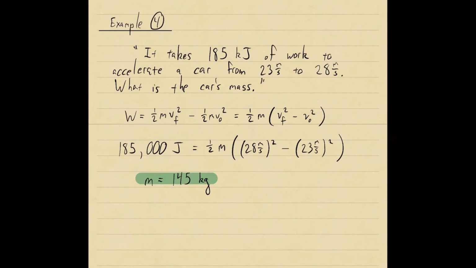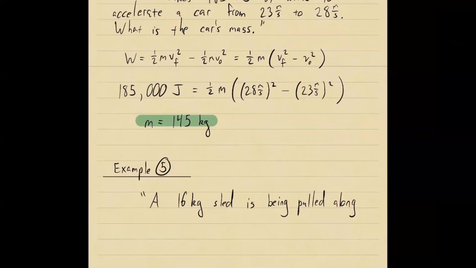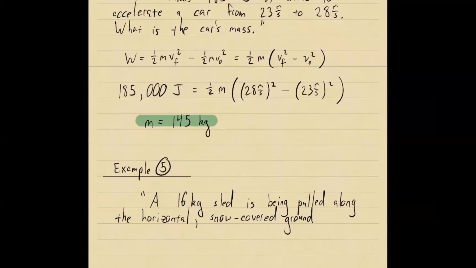All right, let's look at one more problem. So we have example 5. In example 5, this problem says that a 16 kilogram sled is being pulled along horizontal snow-covered ground by a horizontal force of 24 newtons.